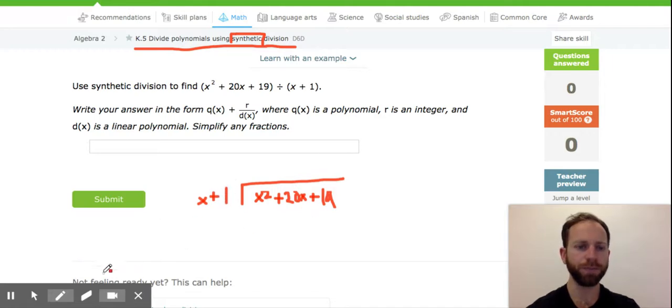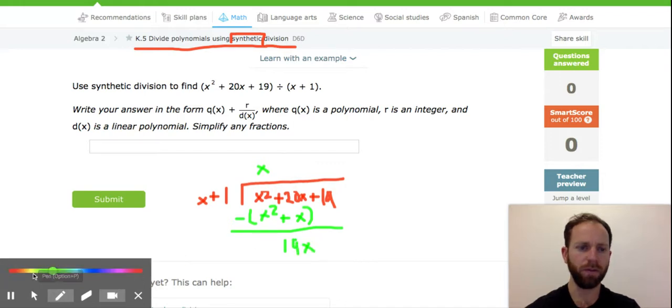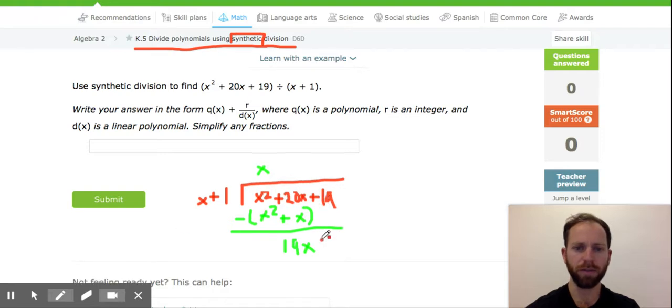Okay, so what we're going to do is we're going to see how many times does x go into this. Well, x times x would make it x squared. So we're going to take away x squared. And then x times 1x would be positive 1x, or just x. And then we need to subtract that from our dividend. So this would be 0, x squared minus x squared, and then 20x minus x would be positive 19x. So you have positive 19x still. And then we never touched, we're still left with this positive 19.